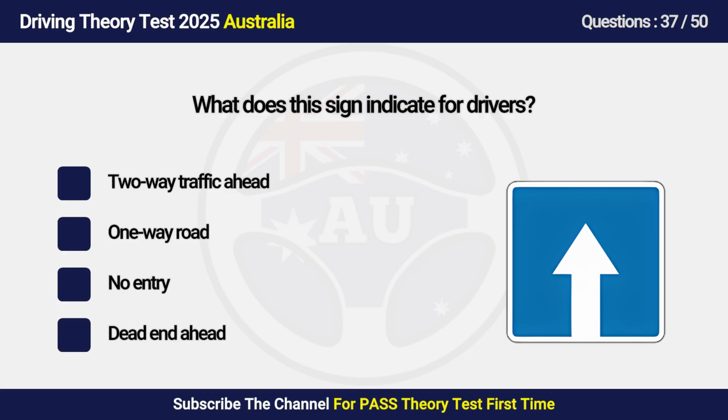A. Two-way traffic ahead. B. One-way road. C. No entry. D. Dead end ahead.